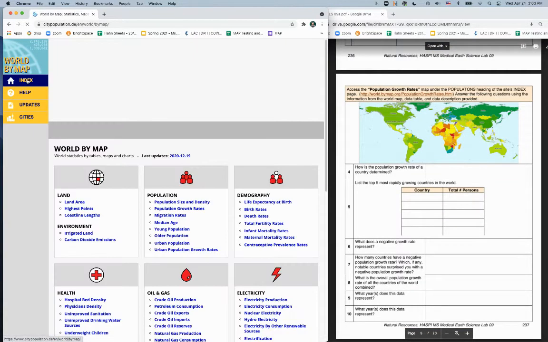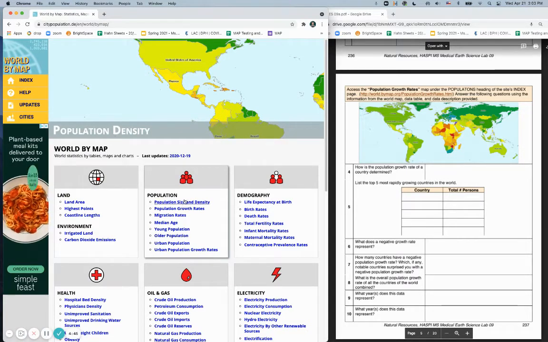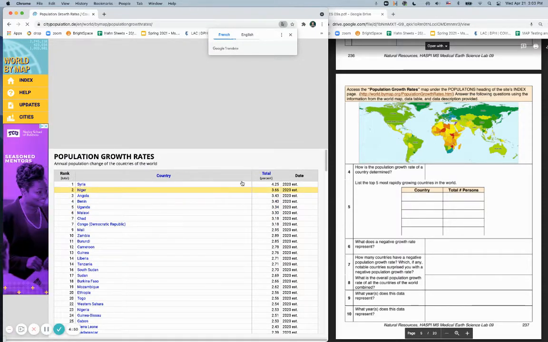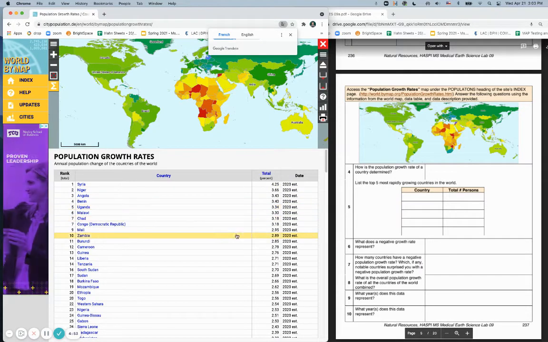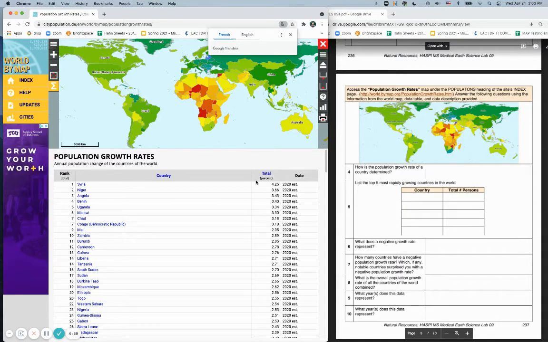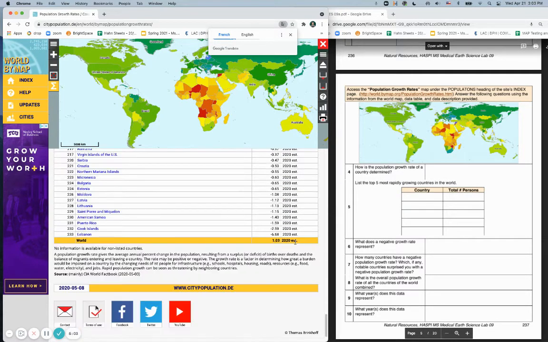The next category is gonna be population growth rate. Under population, so I'm gonna go here and click on growth rate. And I wanna know which countries are growing the fastest. But this question right here, how is population growth of a country determined? That answer is going to be at the bottom right here of each category. It talks about what this category means.